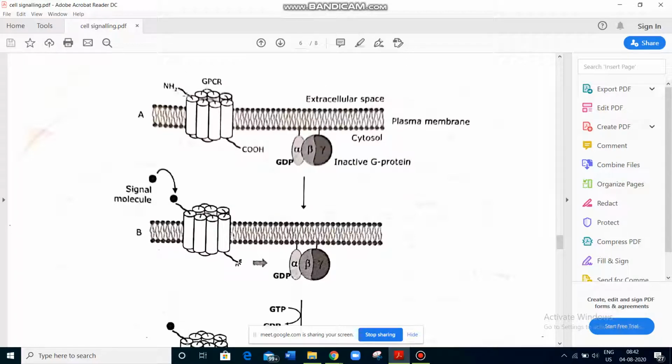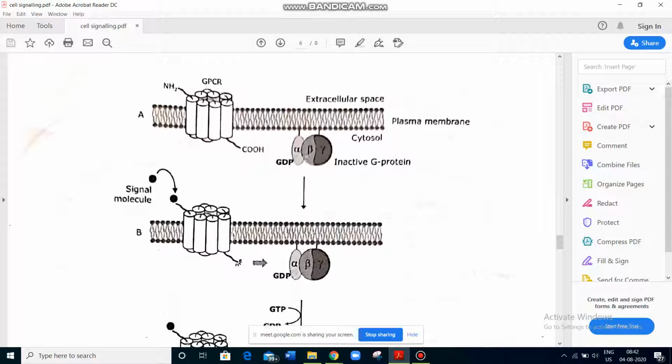The G protein coupled receptor is a serpentine receptor, that is, multipass, passing through the plasma membrane 7 times. The NH2 amino terminal is in the extracellular space and the carboxy terminal is in the intracellular space, or cytosol. These are the alpha, beta, gamma subunits of the G protein. Don't get confused, this is different and this is different. This is the protein having the alpha, beta, and gamma.